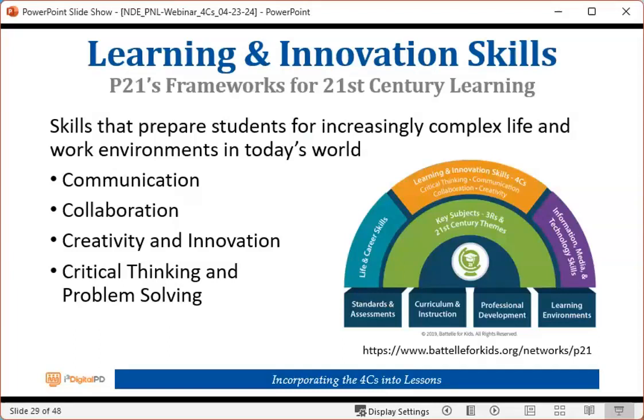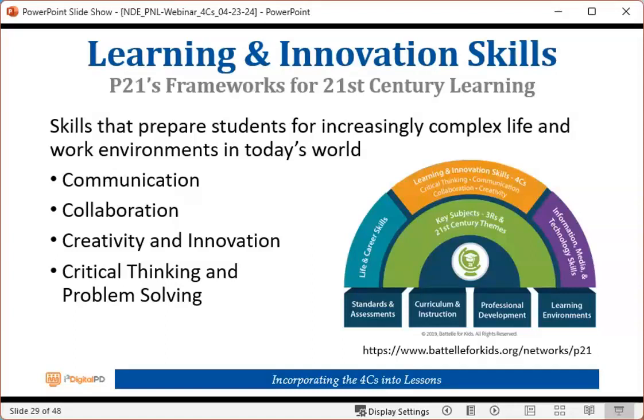And so they had this really cool design that said, oh, we have to think about life and career skills. Oh, we have to think about information skills. We have to think about the key subjects and the 3 R's and what that looks like. But the one thing that truly stuck was these 4 C's. And these 4 C's haven't gone away. They're skills that prepare students for an increasingly complex life.